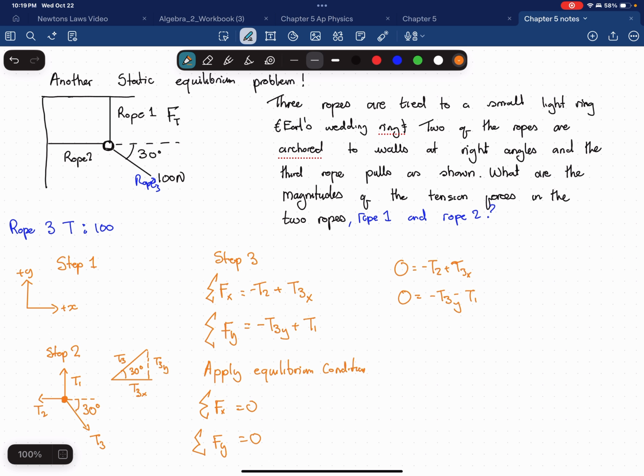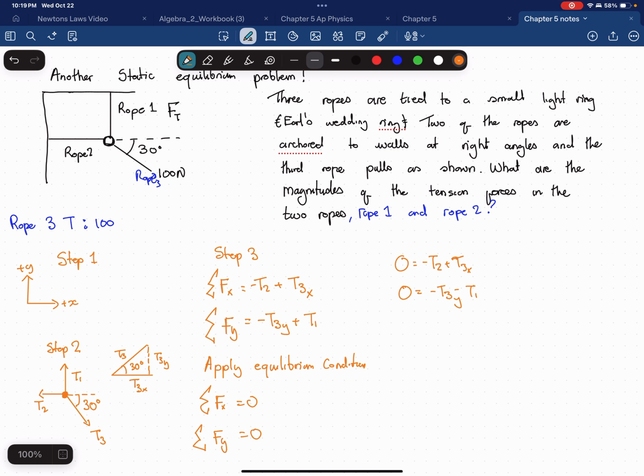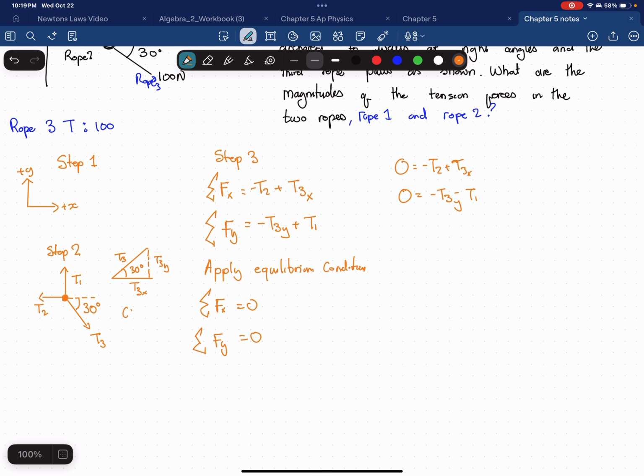So what's cos theta? Adjacent is going to be T3x over the hypotenuse, which is T3. I always like getting my x component with the cosine, for some reason. So T3x is going to be equal to T3 cosine theta.